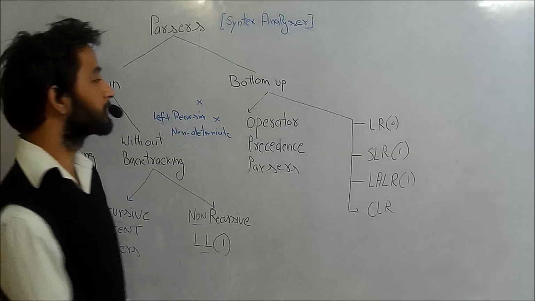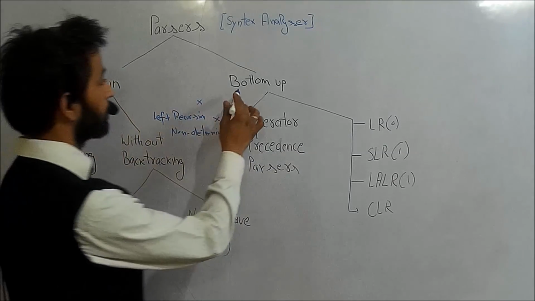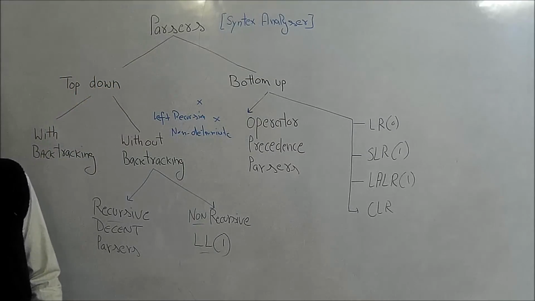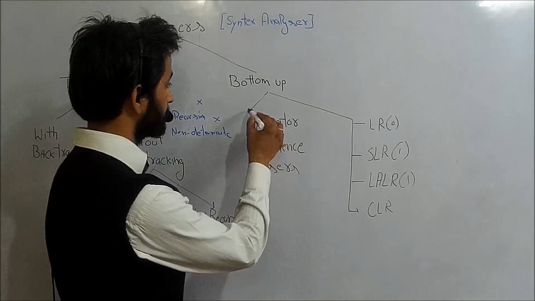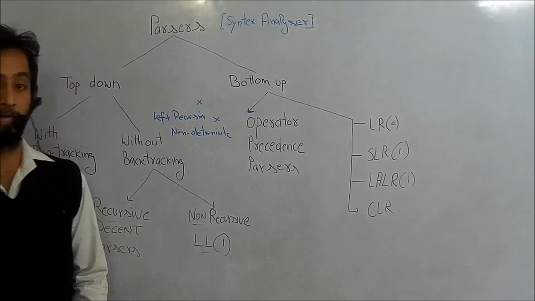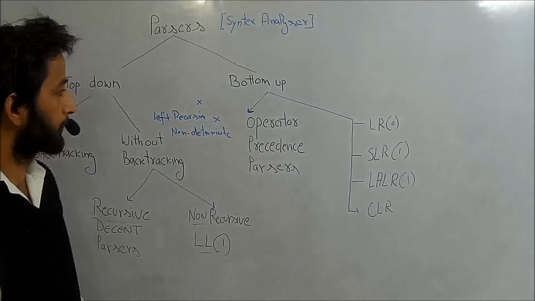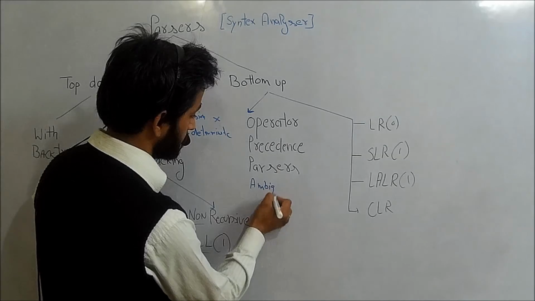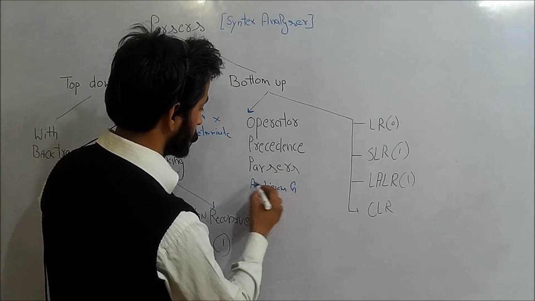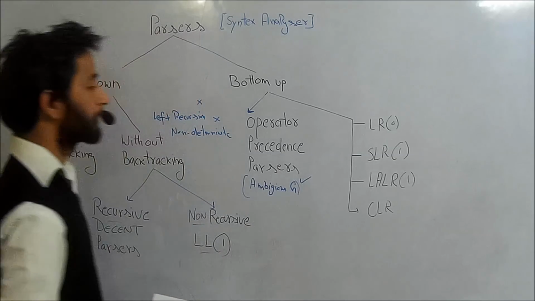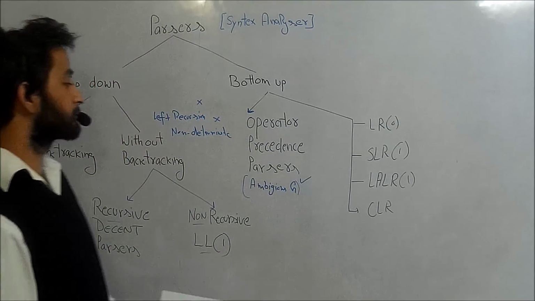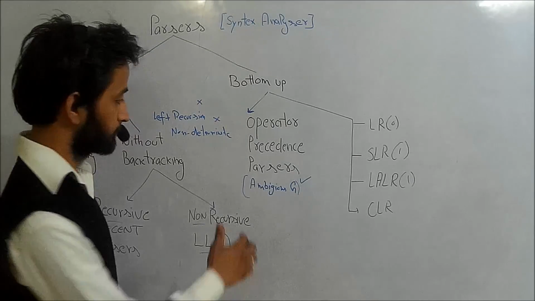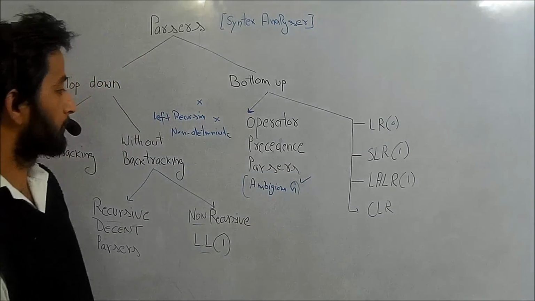Next is bottom-up parser. Bottom-up parser, one is operator precedence parser. In case of operator precedence parser, it is the only parser which accepts ambiguous grammar. Okay, means ambiguous grammar is okay for the operator precedence parser, and if a grammar is ambiguous, then other parsers will not allow that grammar. So this is the only parser which allows ambiguity.